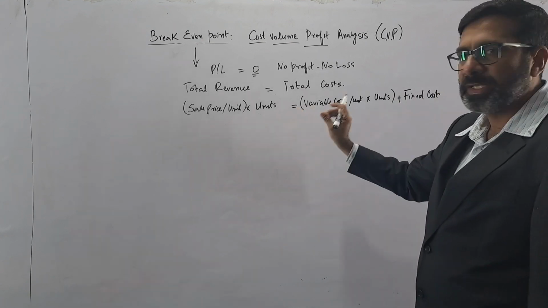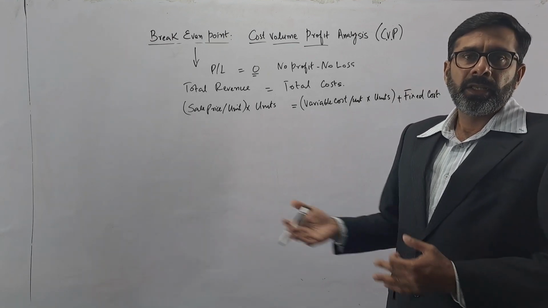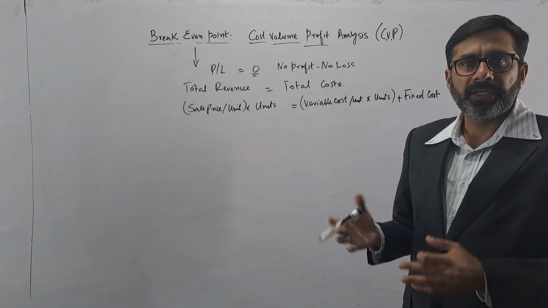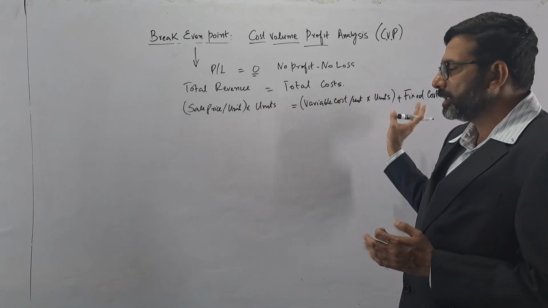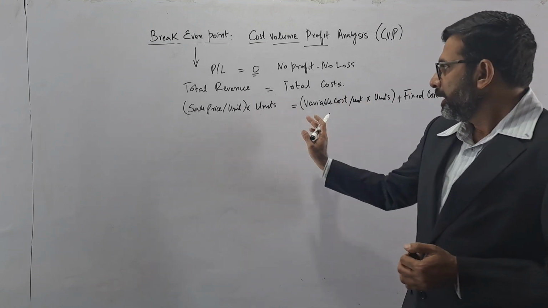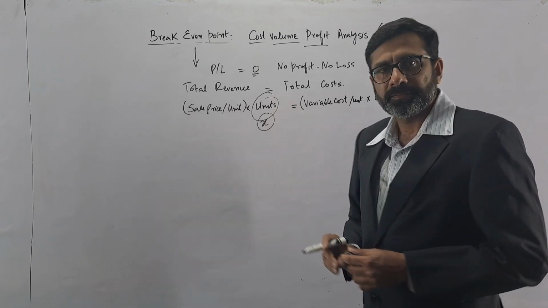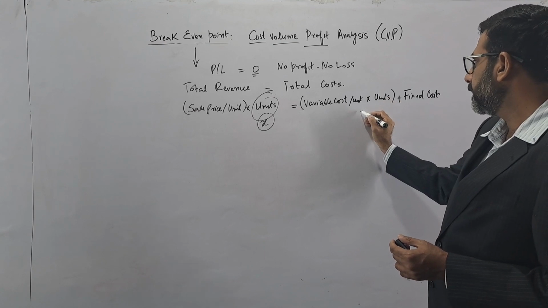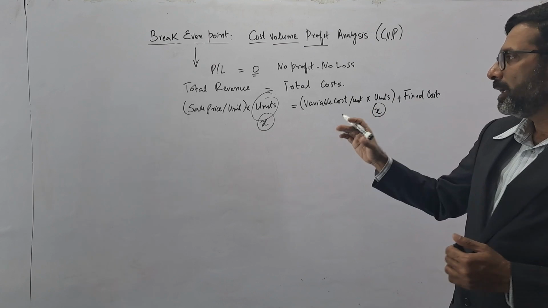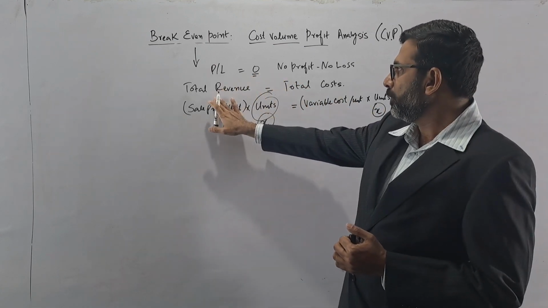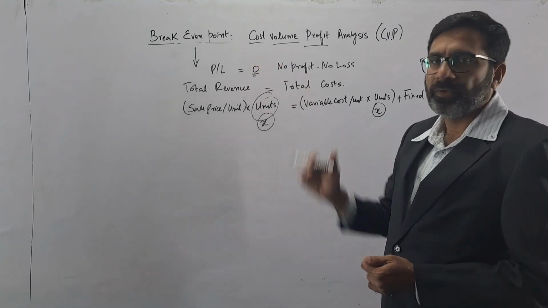The difference between the variable cost and the fixed cost was discussed in the previous lecture. You can see those videos and that content, so you will be able to understand the concept of the fixed cost and the variable cost. From that point, we considered the number of units as x. So here again it will be x. This is how we see that the total revenue is equal to the total cost. So from that, we will get the break-even point formula.